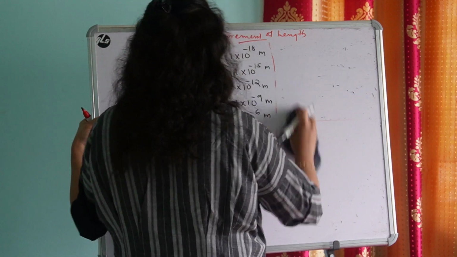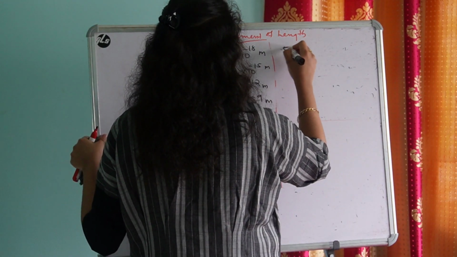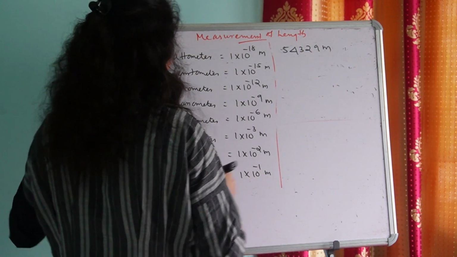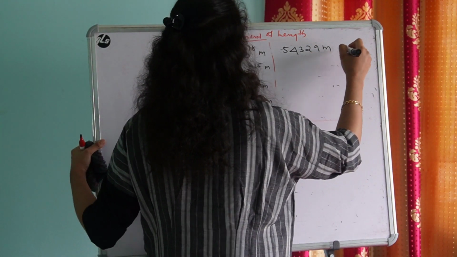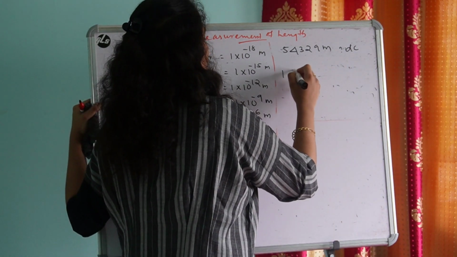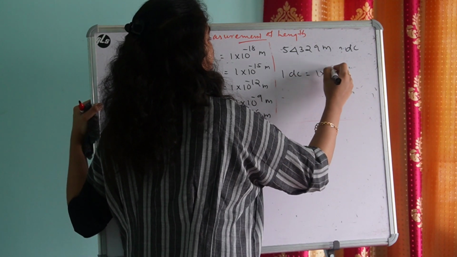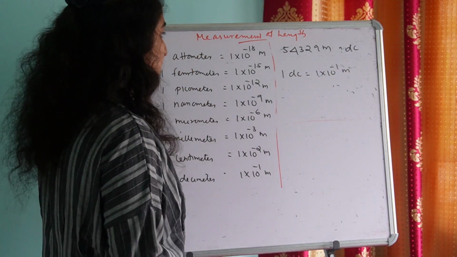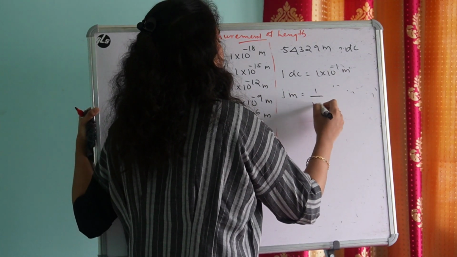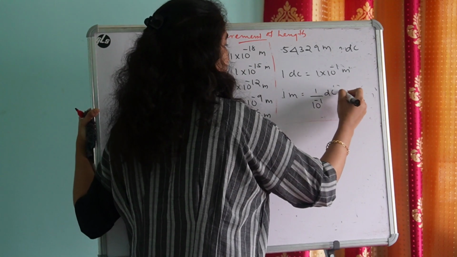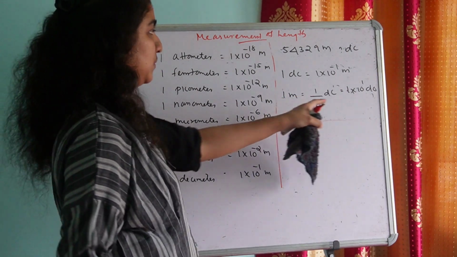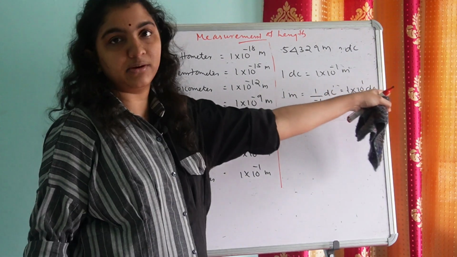The value is given as 54329 meter and you are asked to find the value in decimeter. Yes. So we know 1 decimeter is equal to 1 into 10 power minus 1 meter. So what is 1 meter equal to? We know 1 meter is equal to 1 divided by 10 power minus 1 decimeter. That is equal to 1 into 10 power 1 decimeter. So 1 meter is equal to 10 power 1 decimeter.